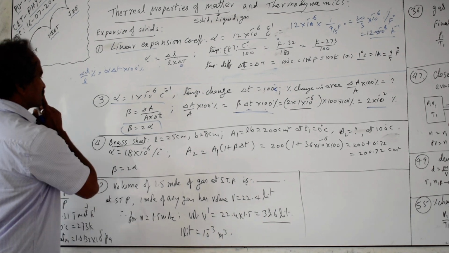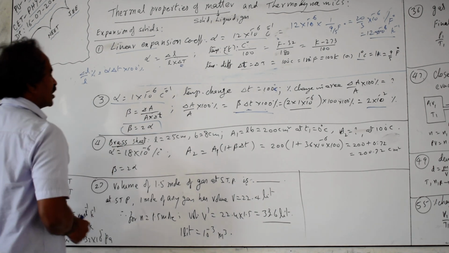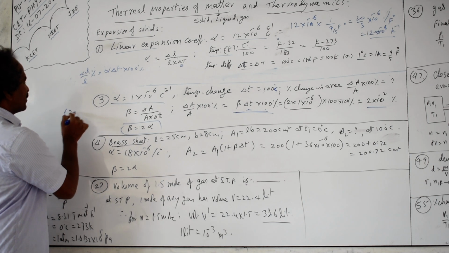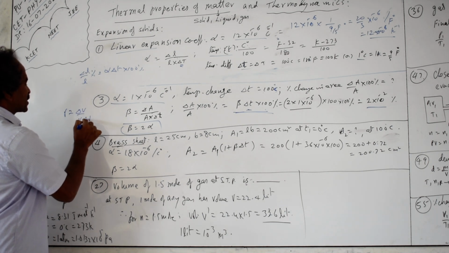Next, similarly, if you require the volume coefficient, gamma is equal to change in volume by initial volume into change in temperature, so you have to take that.